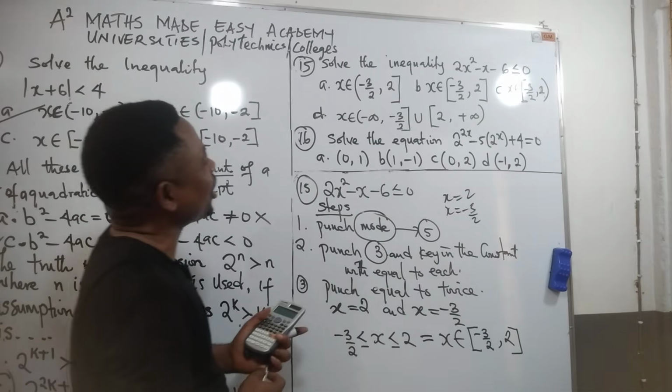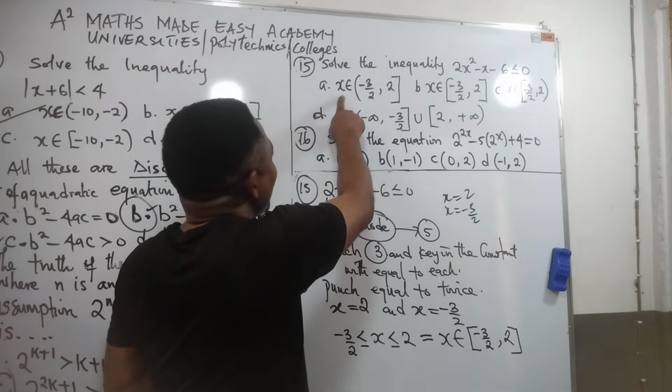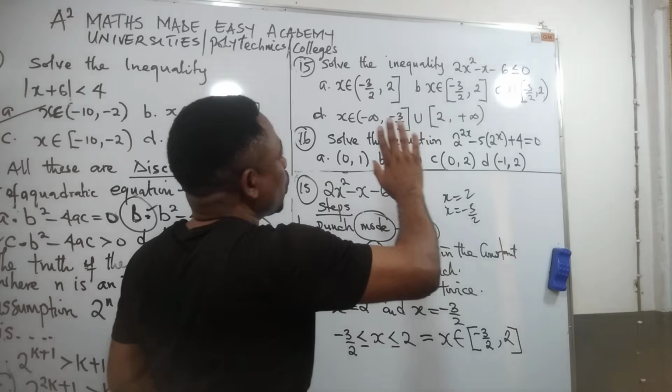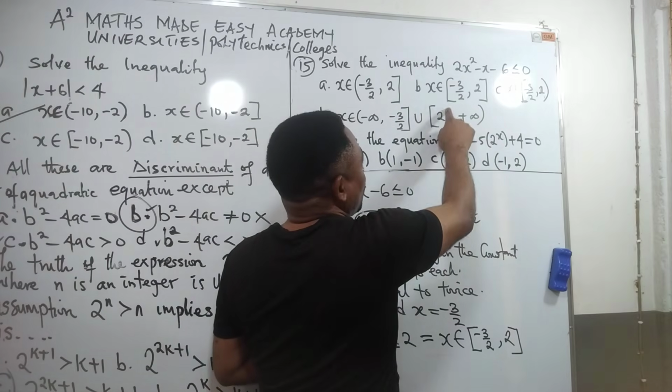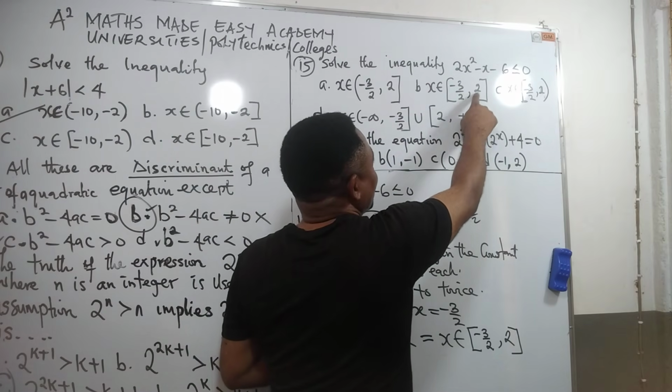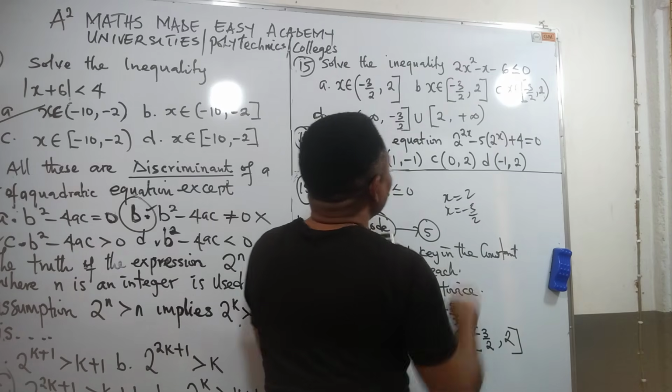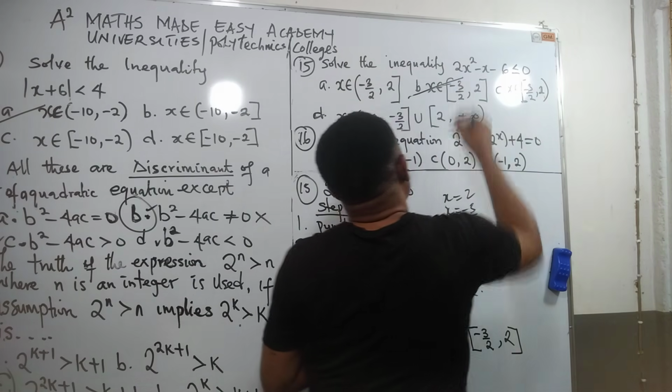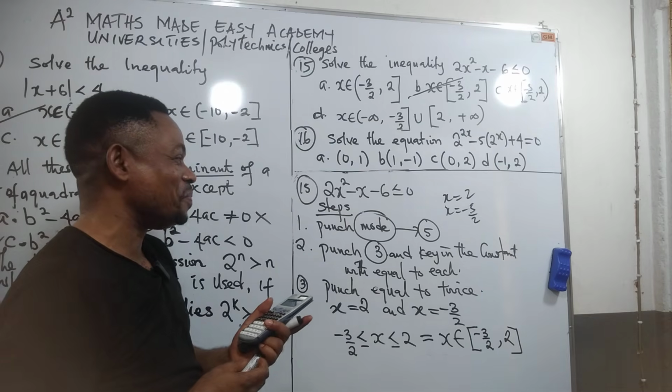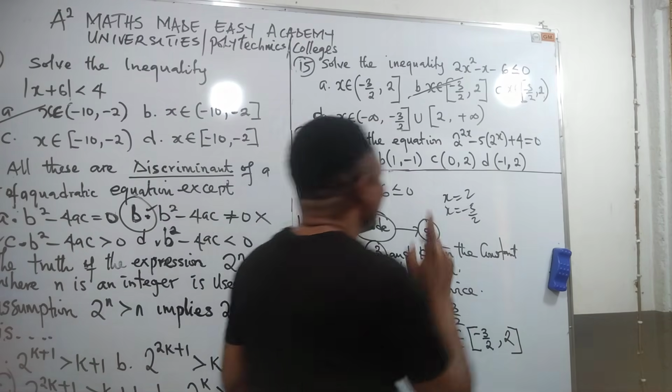Now let's check. Do we have something like that? S is a member, bracket, no. Now S is a member, block, -3/2, comma, 2, block. Wow. This is the correct answer. The correct answer is option B. But I want to tell you something. Are you ready to learn?